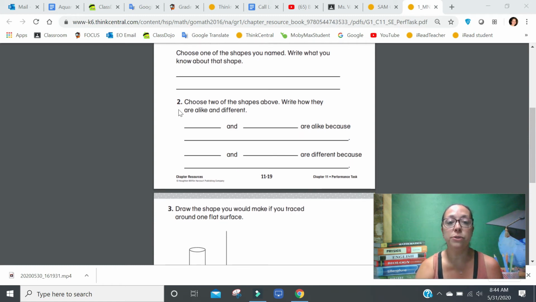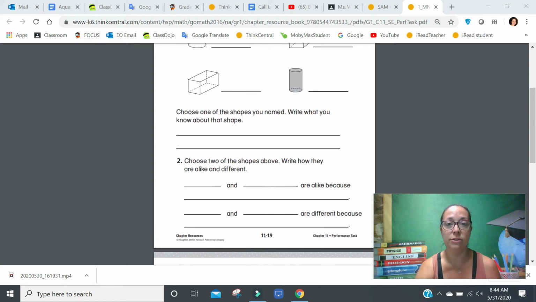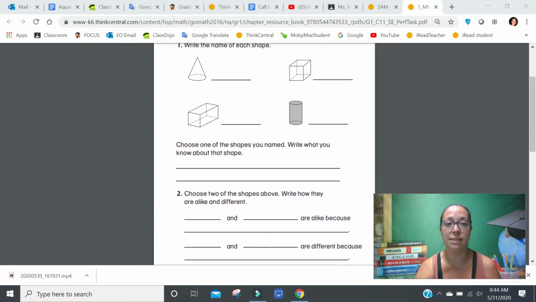All right, number 2 says, choose 2 of the shapes above. Write how they are alike and different. So ahora vas a escoger 2 de las formas que estaban arriba. So 2 of these, 2 de estas. Y escribir cómo son iguales y cómo son diferentes. All right, so for example, there's some lines here you could use. Puedes usar esas líneas y palabras.